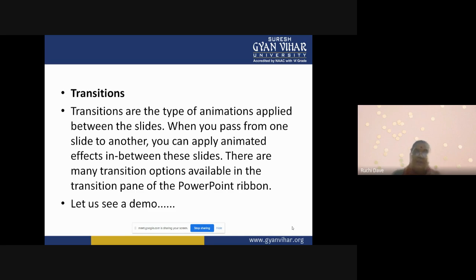Let us see. Number one is transitions. If we talk about transitions, it is the type of animation which is applied between the slides, when you pass from one slide to another, means when you click and the next slide appears, then what happens? The slide or the text comes in flying, it is moving out flying, or maybe in different patterns it is coming on the slide. So that kind of a transition happens, and the transition tab is on the ribbon. I'm just showing you the demo.